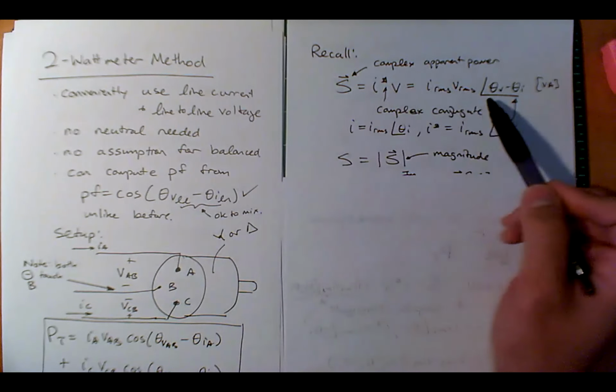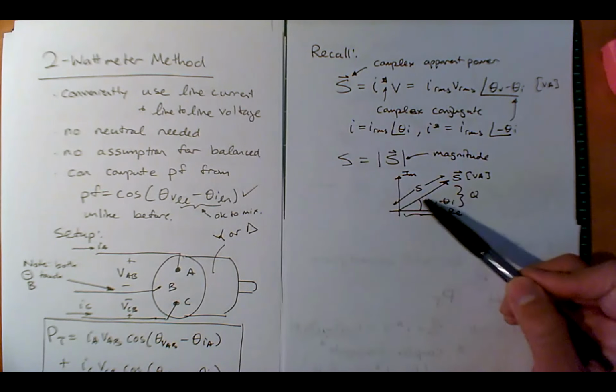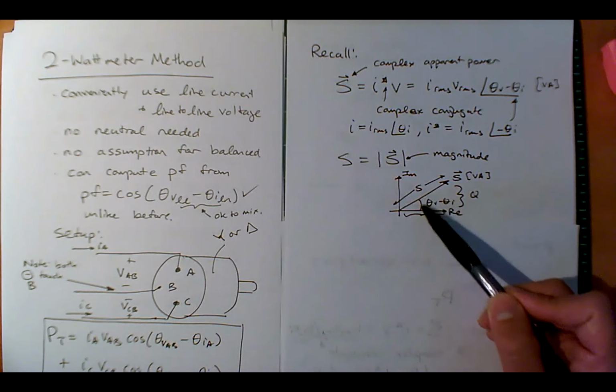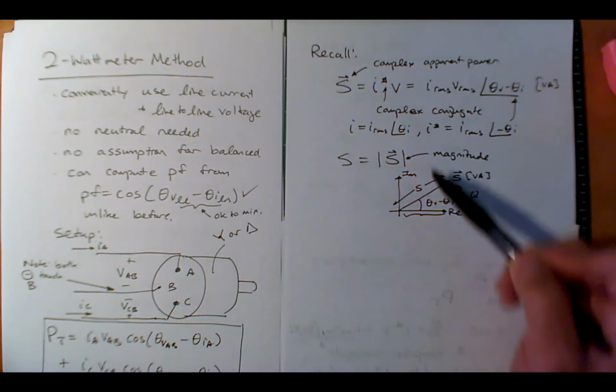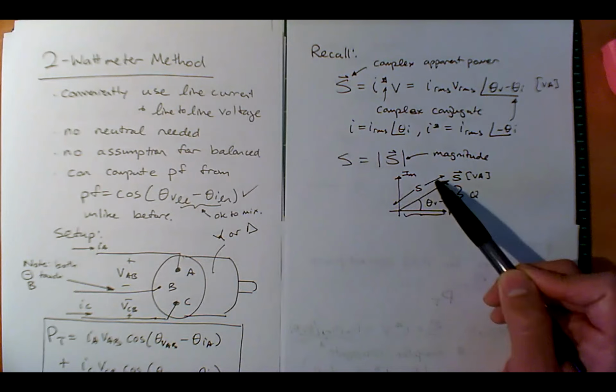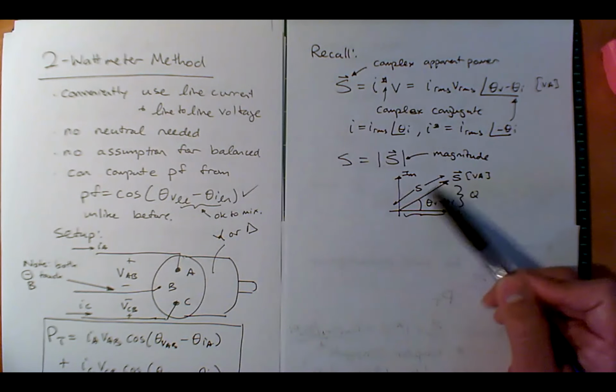Now, the length of this is just IRMS VRMS, right? And you have this, right? Theta V minus theta I is the angle. IRMS VRMS, or this S, this without a vector. So notice I put a vector there, is the length.